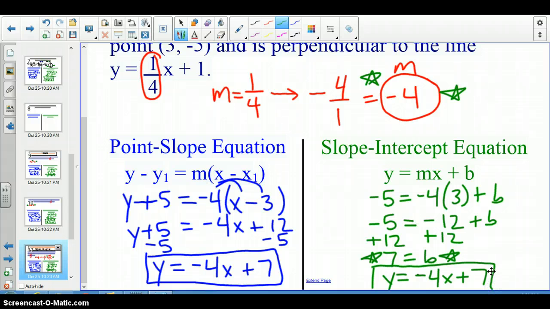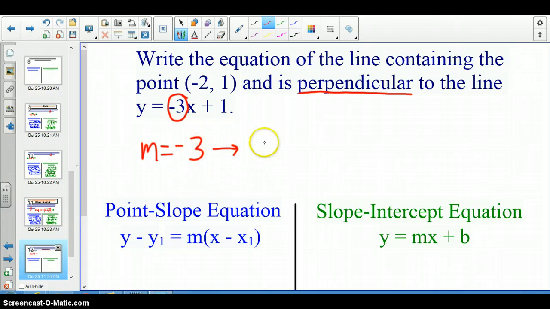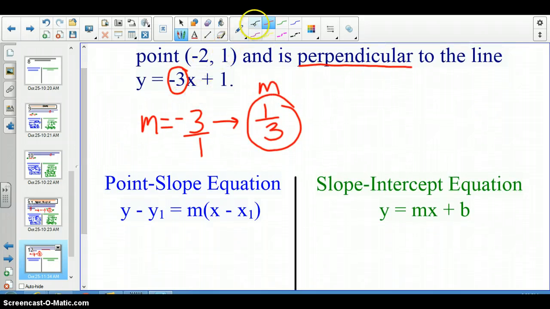And we're going to do one more problem for today. It's very similar to the last one. So write an equation of a line containing this point, (-2, 1), and is perpendicular. So here's my slope, -3. Now the opposite reciprocal of -3, the opposite of negative is positive. The reciprocal of 3/1 is 1/3. So here's my slope that I'm going to use. There's my x1 and y1, or my x and y. So now it's just like those last problems.